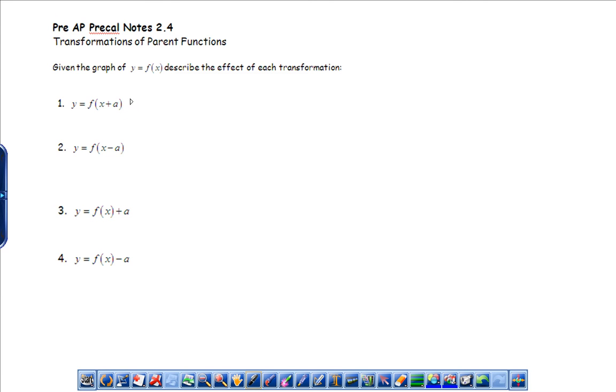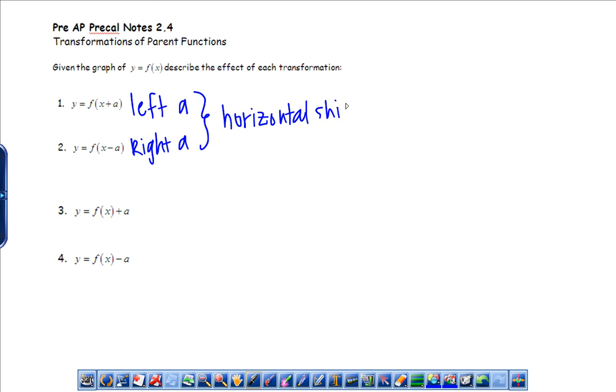So when it's plus a, you're going to go left a units. When it's minus a, you're going to go right a units. So this would be a horizontal shift, and that's going to be a units.